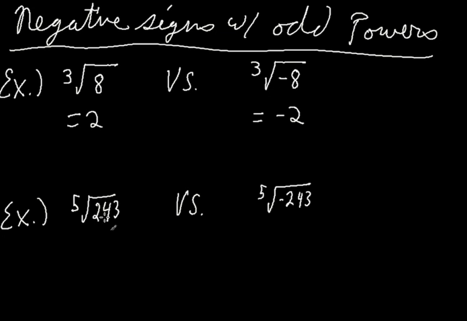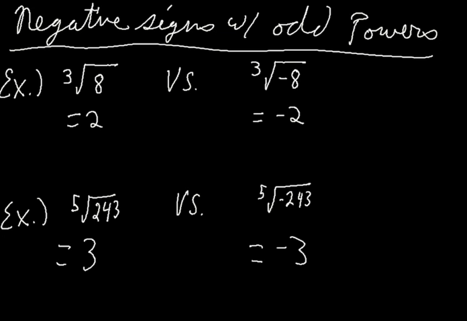For instance, what number times itself 5 times is 243? Is it 4? Let's see, how are we going to find this out? Let's try 4 times itself 5 times. That's too many. What about 3 times itself 5 times? Yep, that works. So this is 3. 3 times itself 5 times is 243. Now, what about the 5th root of negative 243? Because this is an odd power, I can have that.